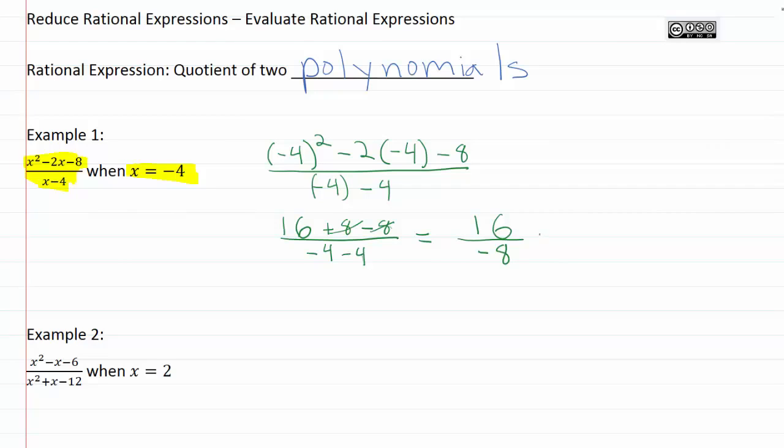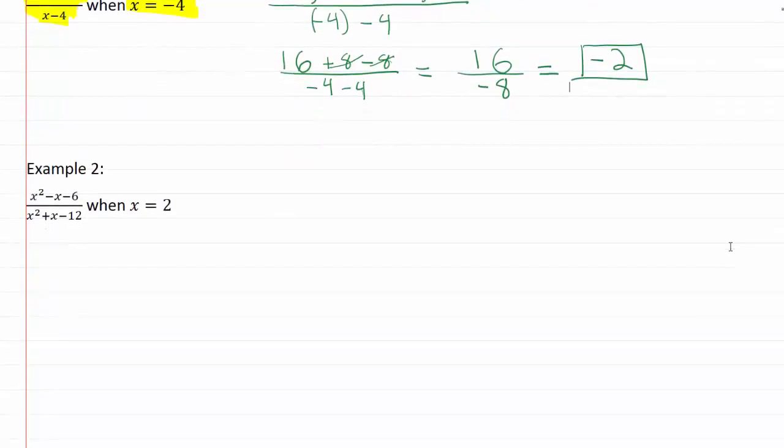Careful with your negative signs. Always watch your negatives. So now right here we've got 16 divided by negative 8. So that is going to leave me with a negative 2. So I've gone ahead and plugged in my x, and when I simplified, I got negative 2. So this entire fraction will come out to be negative 2 when we use negative 4 for x. So let's go ahead now and take a look at example number 2.